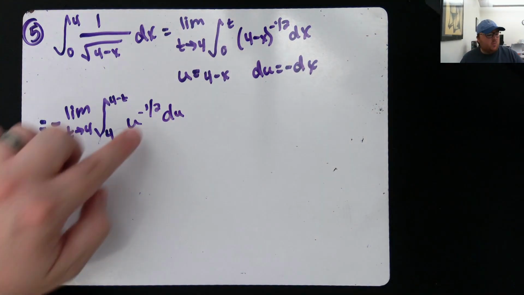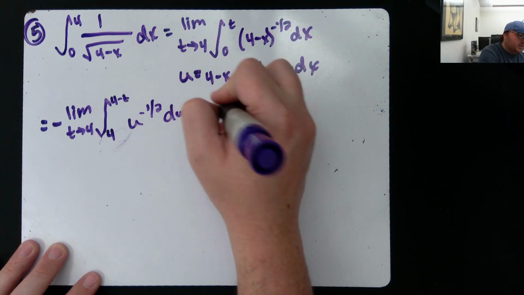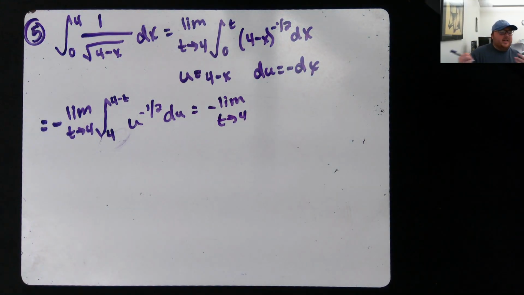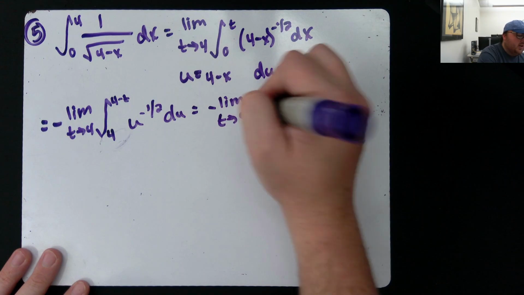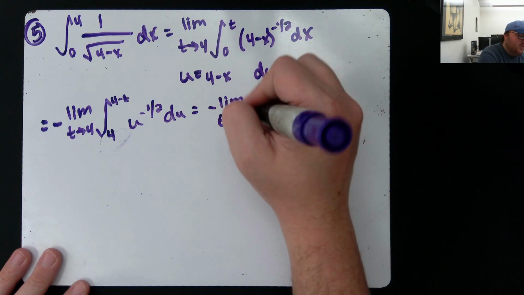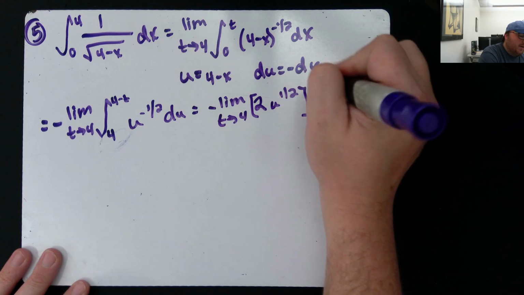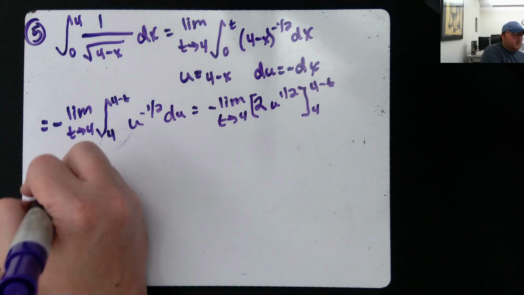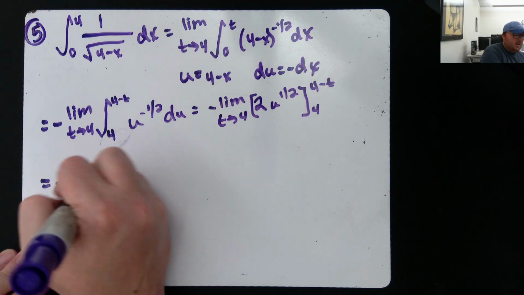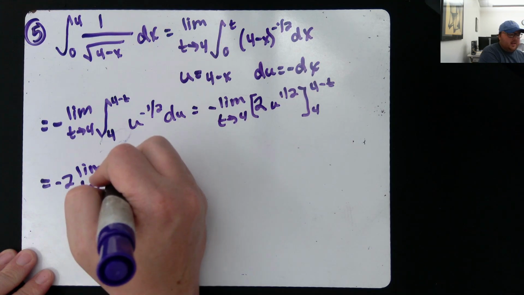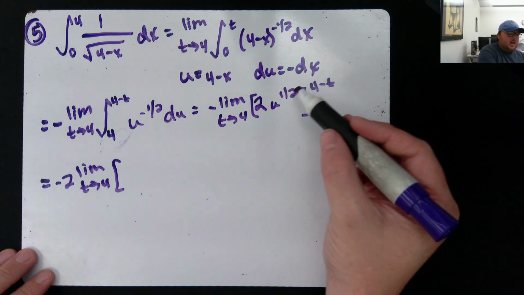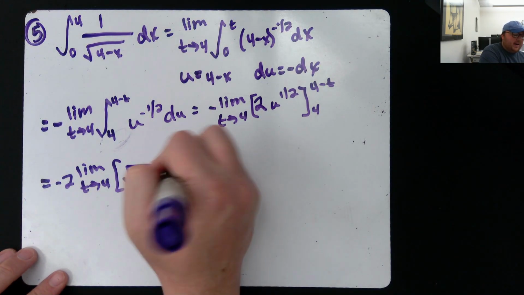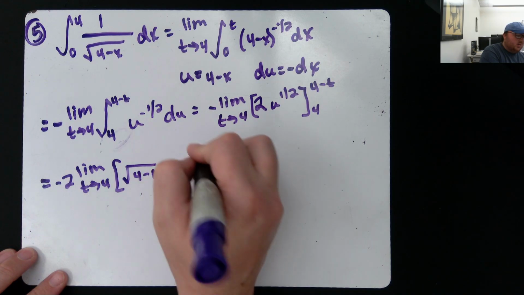So our rule here, add 1 to the power. Adding 1 to the power makes it 1/2. Divide by that 1/2 is like saying times 2. So this is 2 times u to the 1/2 that I'm going to do from 4 to 4 minus t. Plug in our top bound. We can pull this 2 out front to make it negative 2. Limit as t goes to 4 of. That's going to be 4 minus t to the 1/2. That's like saying the square root of 4 minus t minus, plug in a 4, square root of 4.